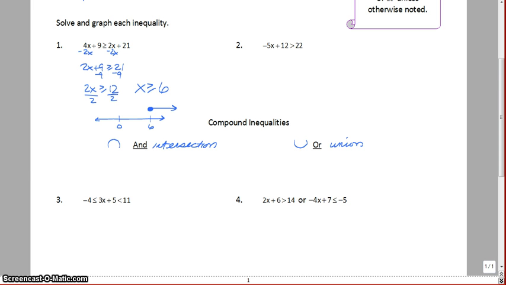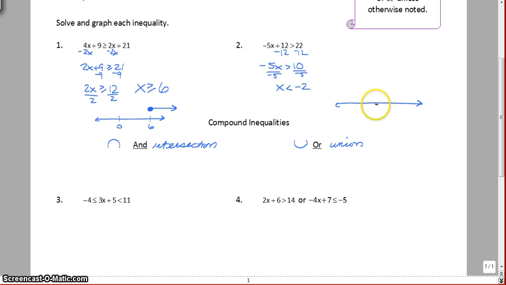Press play when you're ready. Here we go. First thing, subtract 12 from both sides. And we're going to get a negative 5x is greater than a 10. Divide both sides by a negative 5. Remember that special note at the beginning. X is less than a negative 2. Because we have to switch the direction of the sign when we multiply or divide by a negative.